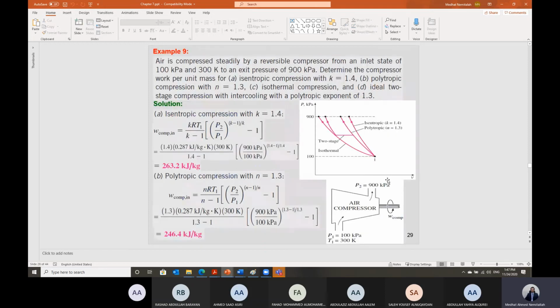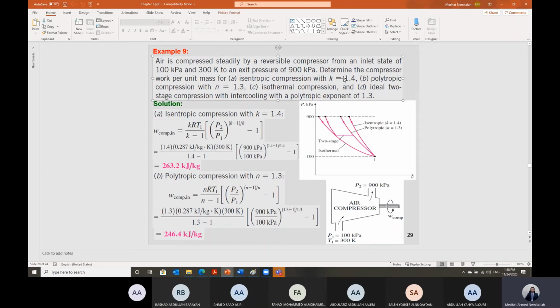Try to translate this, Shabab, and see the example. Just in this example, you can just substitute here. So here in this example, air is compressed steadily in a reversible compressor. So here we have a reversible compressor, so work is the integration of PdV. He gives the inlet pressure, inlet temperature, and he gives us the exit pressure. And we need to determine the compressor work using an isentropic process.